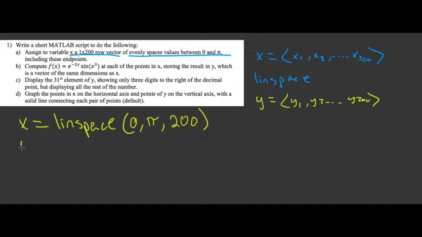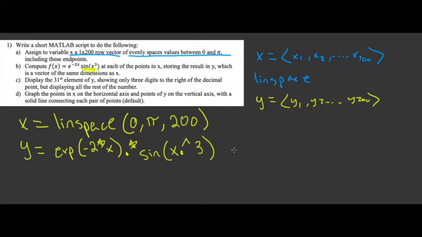So let's compute this. We're going to call this y. We're going to do exp, which is just the exponent of -2 times x. And since this is a scalar, you don't need a dot times. You just need a -2 times x. Then we're going to do dot multiply because this by itself creates a vector, and then the sine function over here is also going to create a vector by itself. So you have to do dot multiply sin, and then we have x, and then dot to the power of 3 because every single value of x needs to go to the power of 3. So that's our y.